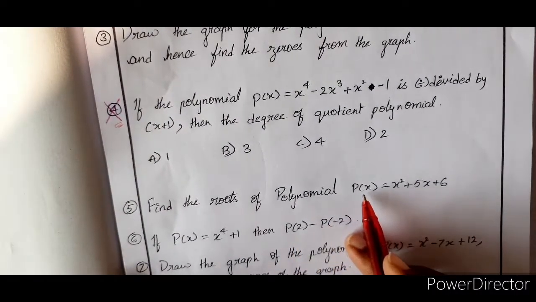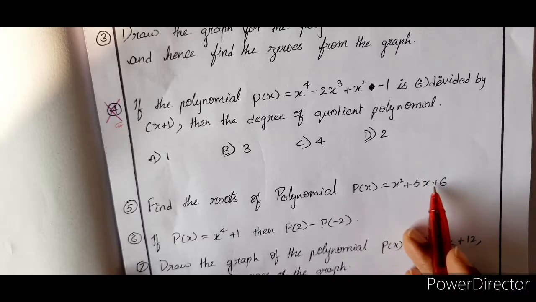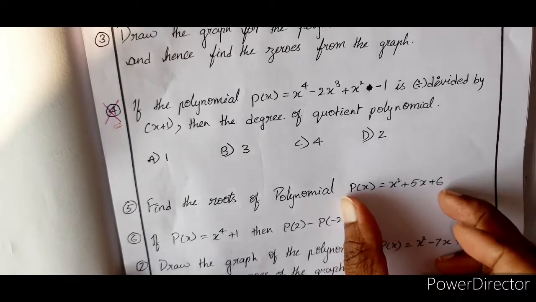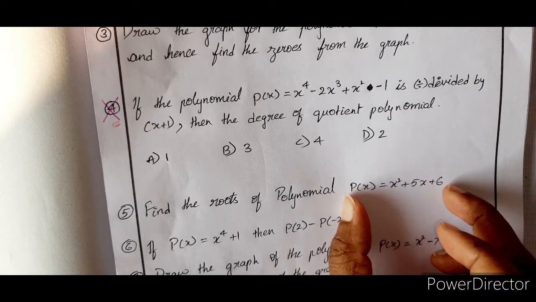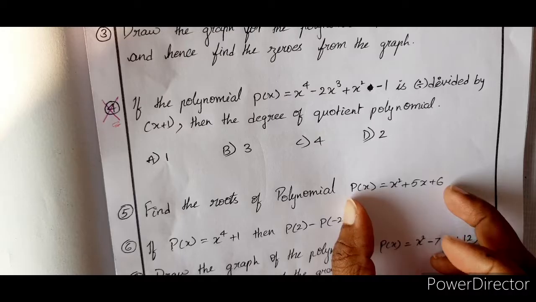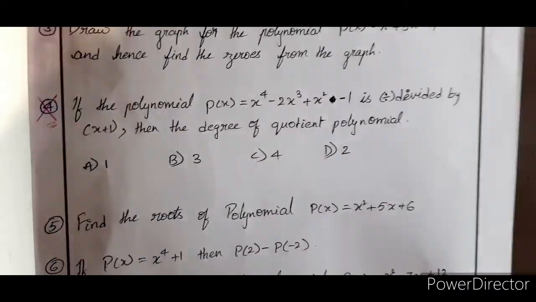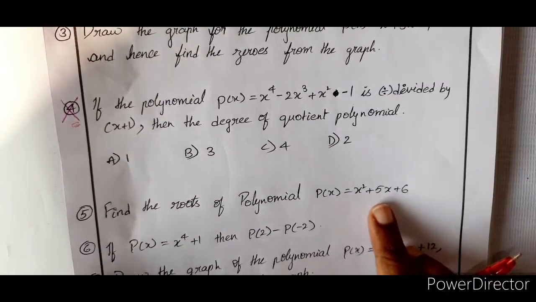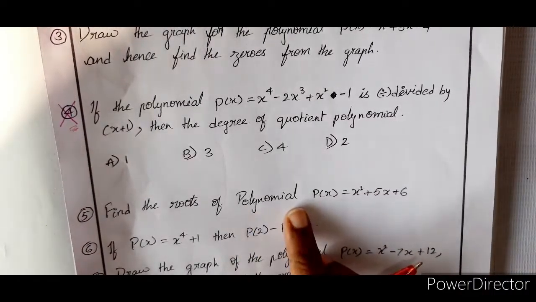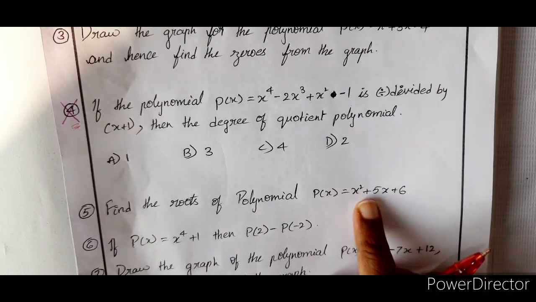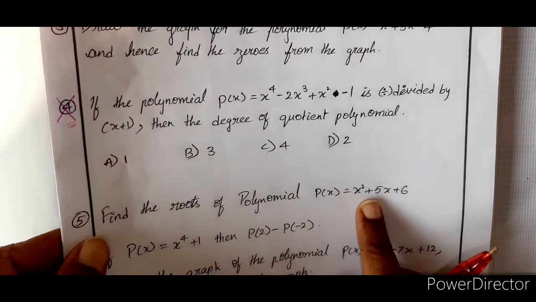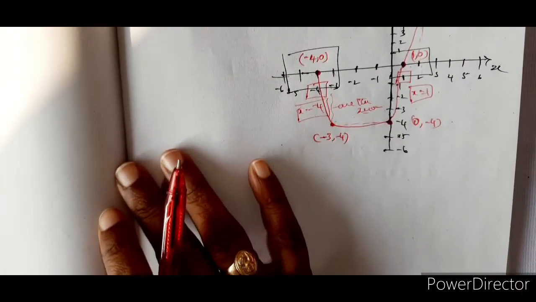Find the roots of the polynomial p of x is equal to x square plus 5x plus 6. See, whenever it is given as a polynomial, my dear students, please do not just sit and split the middle term and all that. You use the coefficients relationship, because this is not the quadratic equations chapter. This is from the polynomials chapter. That means the examiner will be expecting you to solve this one based on alpha beta values. Okay. So let's see how to solve the problem now.